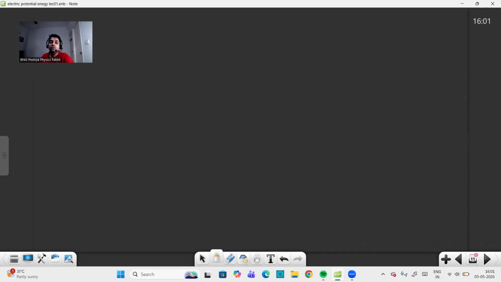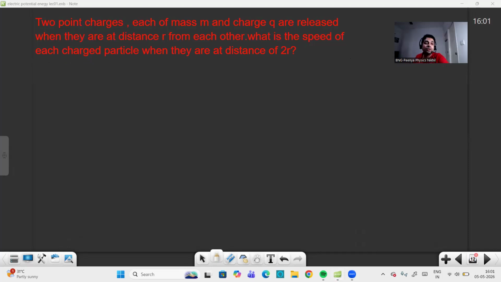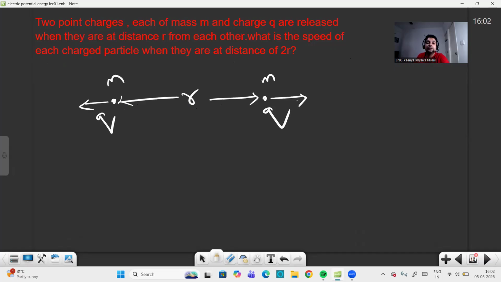Correct? Now, here we will solve a few questions based on the concept that we have studied. So here the question is given: 2 point charges each of mass m and charge q are released when they are at distance r from each other. Mass is m and charge is q. Because they are the same charge, they will repel each other. Correct? So what is the speed of each charged particle when they are at distance 2r?